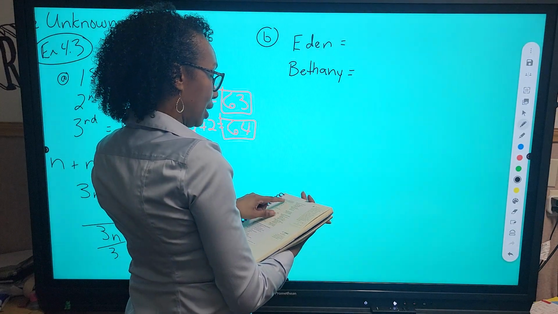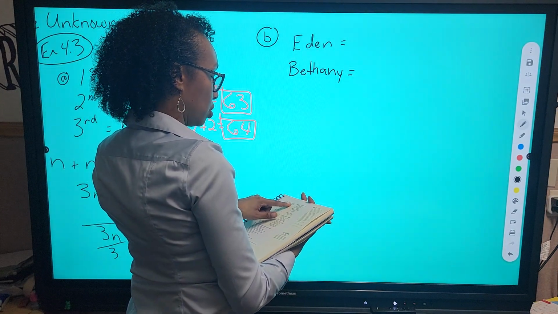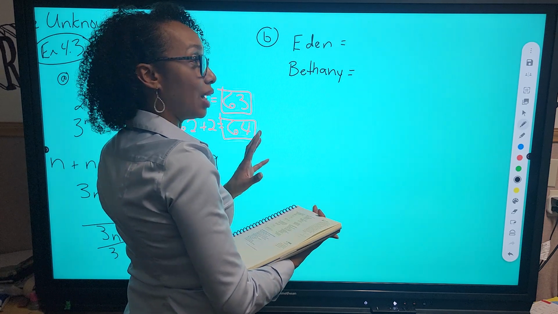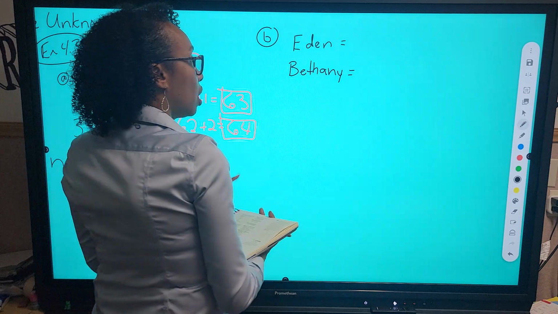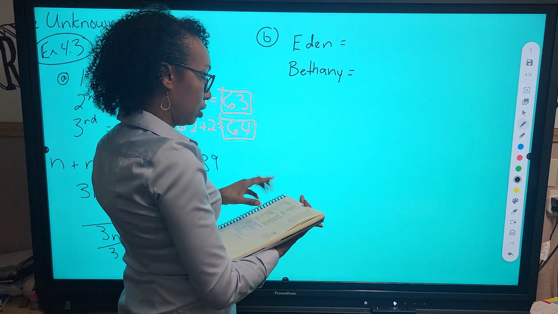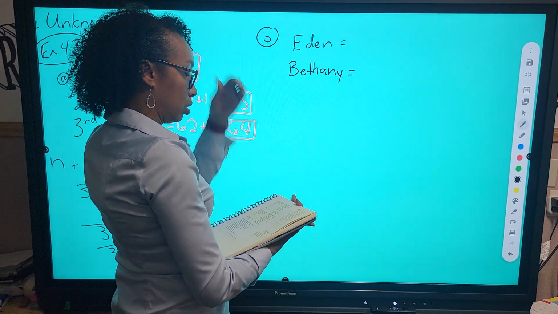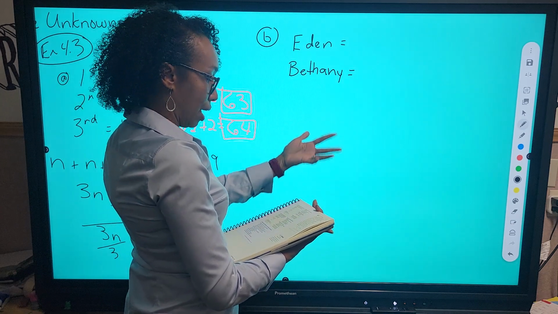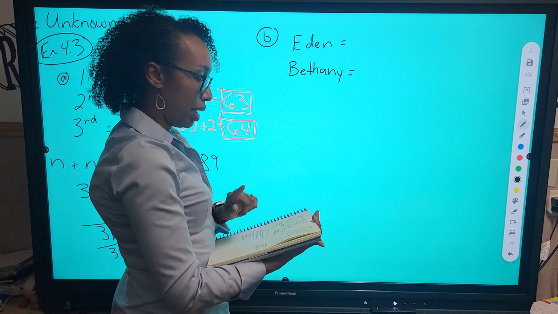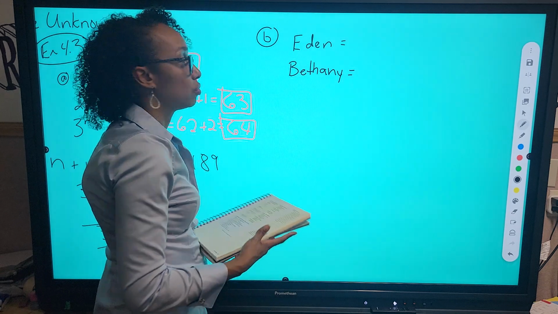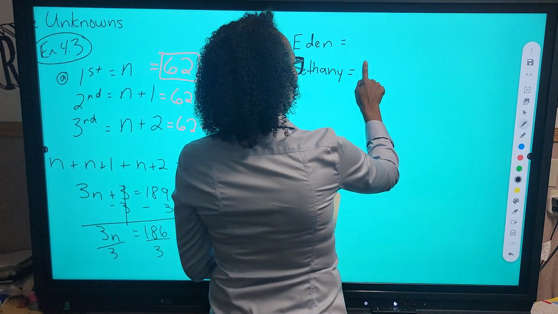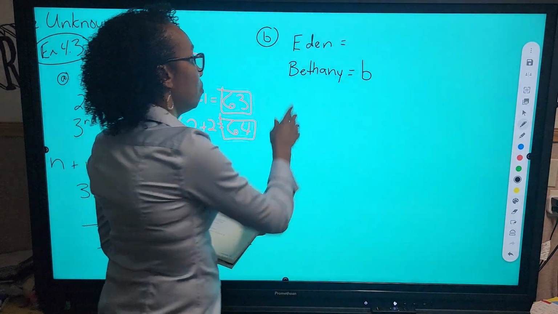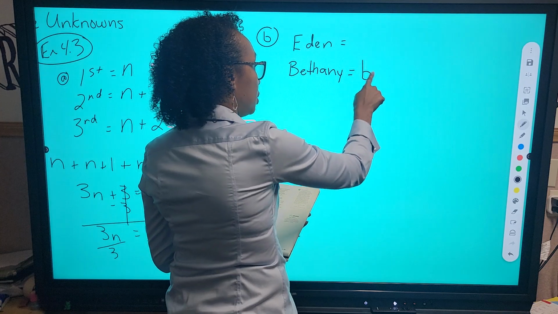So it says, Eden is 4 years younger than twice the age of her sister Bethany. So that's a lot. But again, break it down. Who are they talking about the most? Well, it sounds like they're talking about Eden the most. So if they're talking about Eden, Eden is 4 years, blah, blah, blah. That lets me know that Bethany needs to be my unknown. Okay? So they used B to stand for Bethany. Bethany is the one I talked the least about, so I'm going to put B for Bethany.